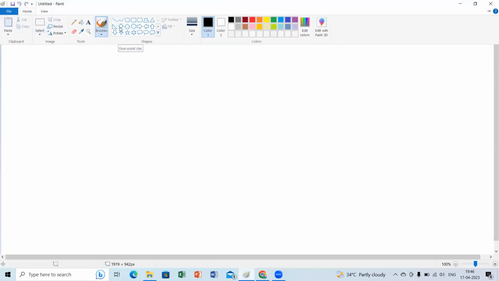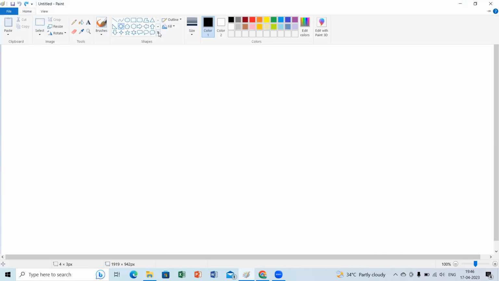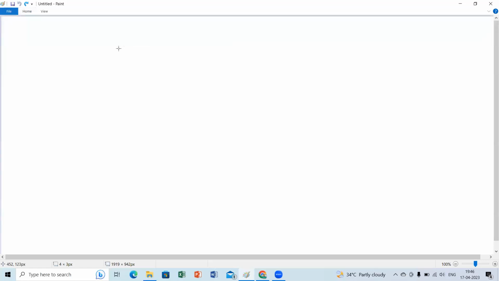Is there any ready-made kite here? No, it's not a kite. Is there any ready-made kite here? Please look. No ready-made kite.